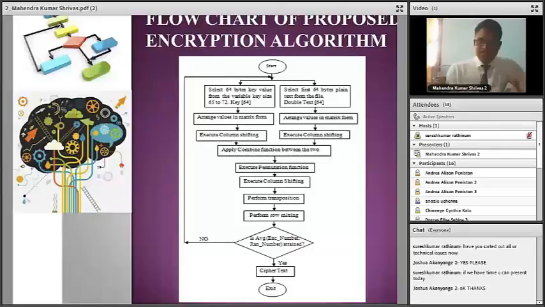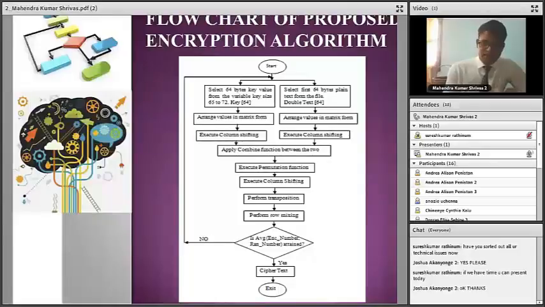So there is some shuffling involved, and then we apply the combination function. Once the shuffling is done on the key and the plain text, we combine them. After combination, we use a complex algorithm for permutation. We have a random permutation function which is used to mix everything. Then there is column shifting, then transposition, then row mixing.